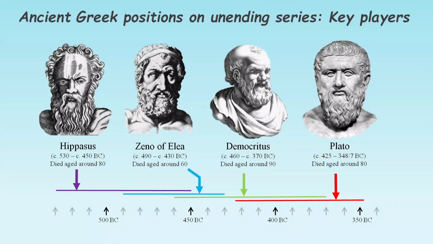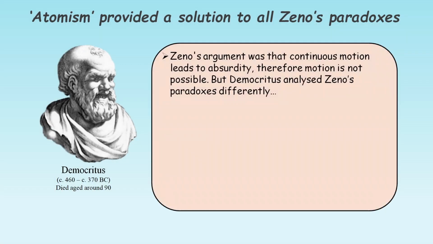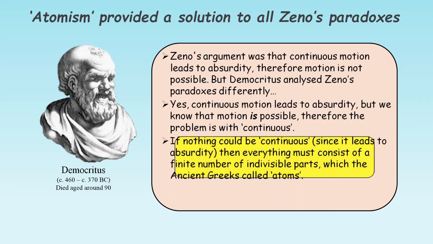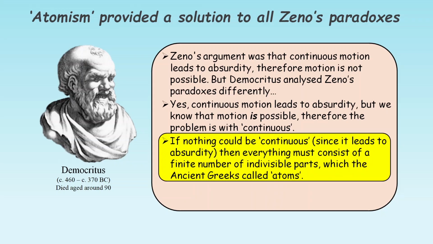Next up we have the Greek philosopher Democritus. Zeno's argument was that motion must be an illusion because it leads to absurdity. And Democritus agreed that motion would lead to absurdity if it was actually continuous. But Zeno's paradoxes could easily be solved if motion was not continuous.